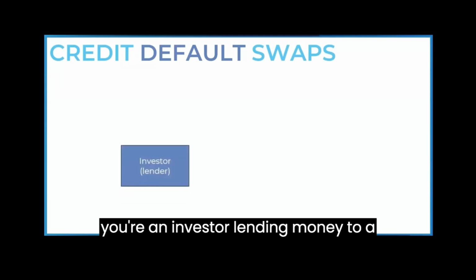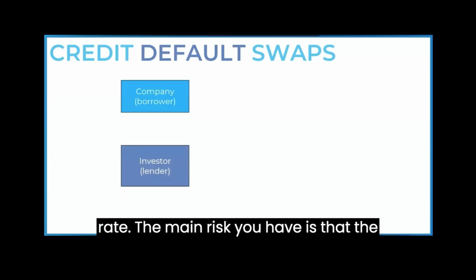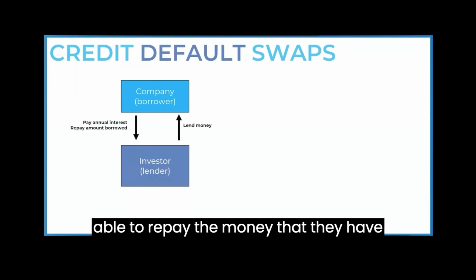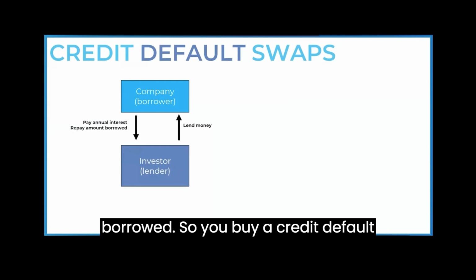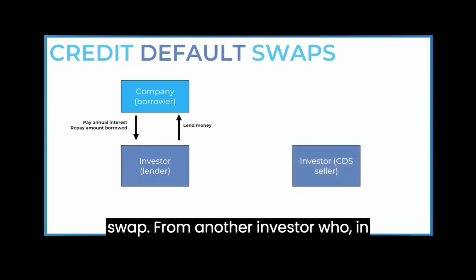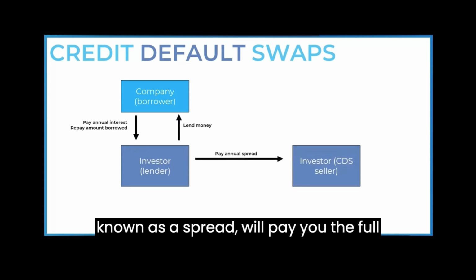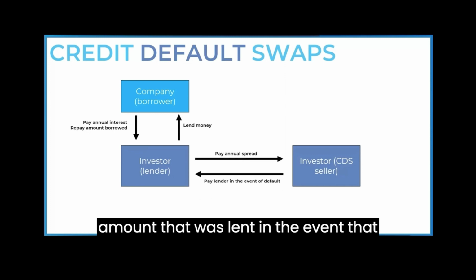So let's say that you're an investor, lending money to a company at a fixed annual interest rate. The main risk you have is that the company will go bankrupt and will not be able to repay the money that they have borrowed. So you buy a credit default swap from another investor, who in exchange for an annual premium, also known as a spread, will pay you the full amount that was lent in the event that the company defaults.